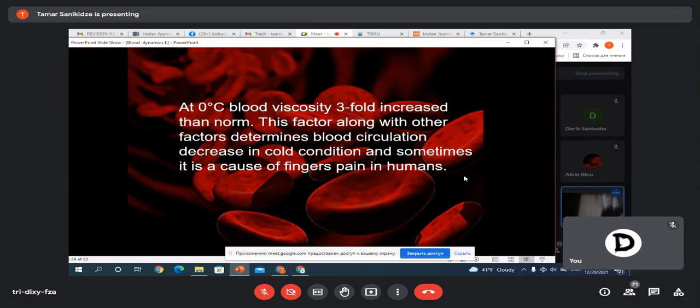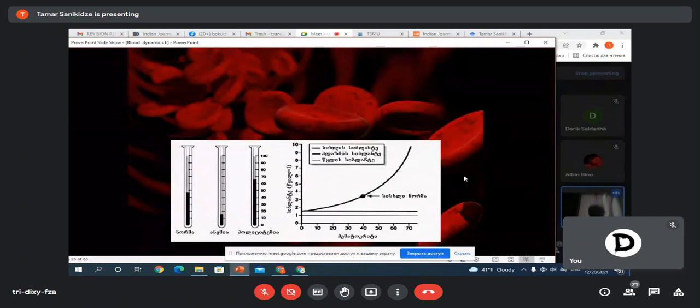That will be related with a disorder of the oxygen supply to the fingers and pain in the fingers. It is known that at 0 degrees Celsius, blood viscosity is threefold increased compared to the norm. This factor, along with other factors, determines blood circulation decrease in cold conditions, and sometimes it is a cause of finger pain in humans. This is about the blood plasma.